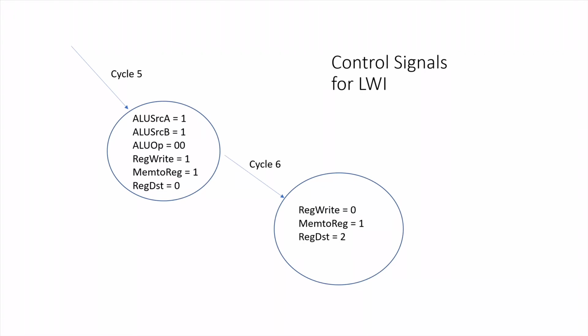Reg-write is set to 1. Mem-to-reg is set to 1. And reg-dest is set to 0. Then, in the 6th cycle, reg-write is set to 1. Mem-to-reg is set to 0. And then reg-dest is set to 2 to update the RS register.